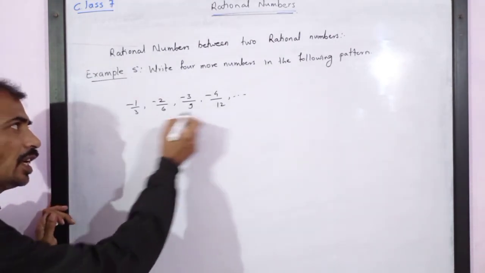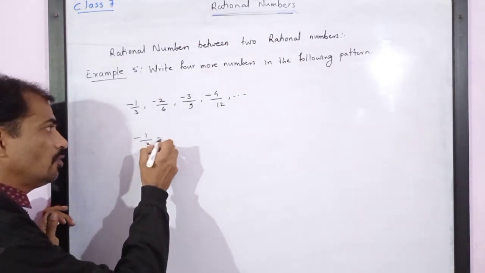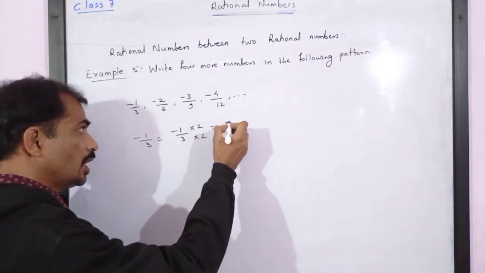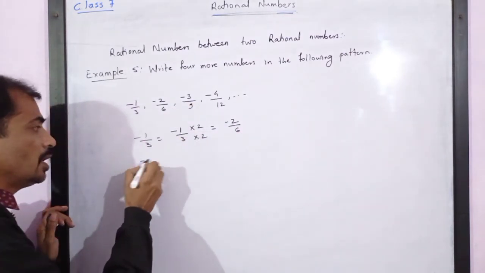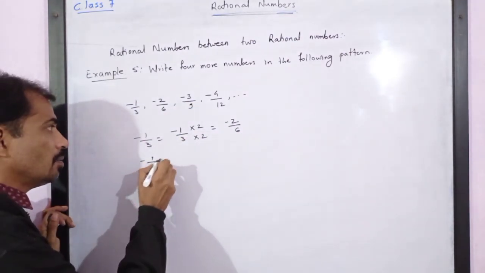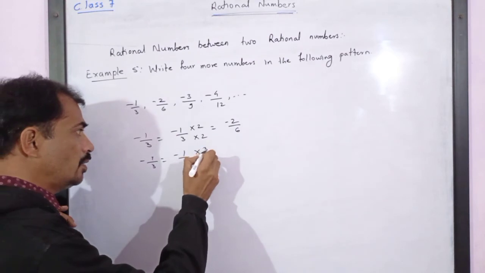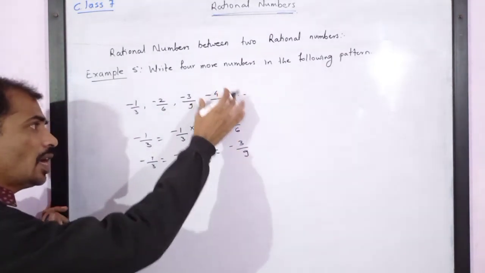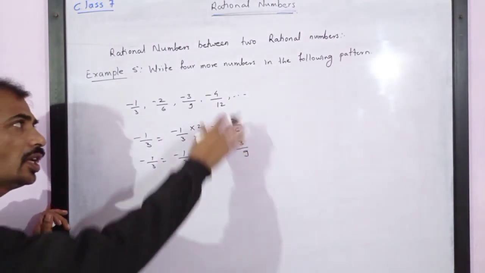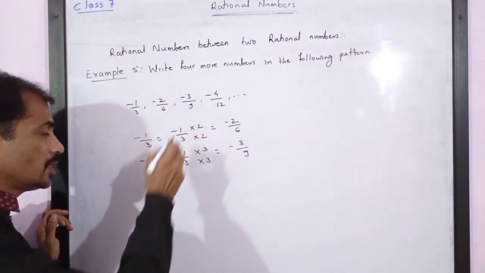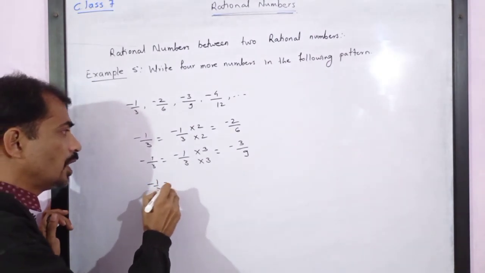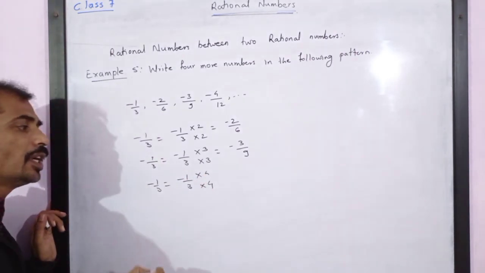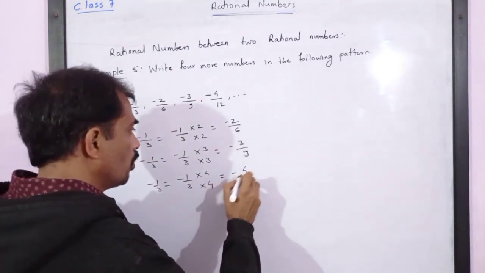So please watch carefully. You will get -1 upon 3. If you multiply this -1 upon 3 by 2, you will get -2 upon 6. If you multiply this -1 upon 3 by 3, we will get -3 upon 9. Please note, these are all equal fractions or equal rational numbers. -1 upon 3, if you multiply both numerator and denominator by 4, you will get -4 upon 12.